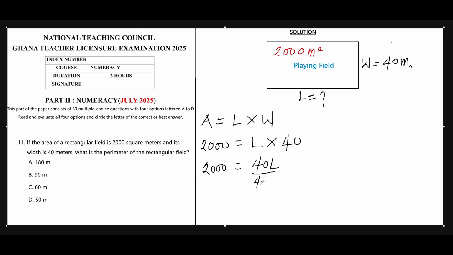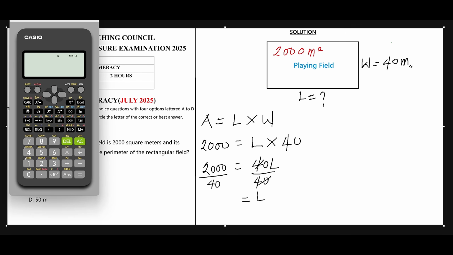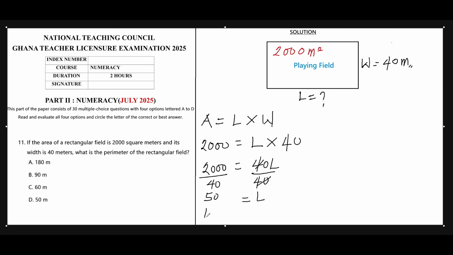Once we are looking for L, we divide both sides by 40. So 40 will cancel out. We have L on the right. So 2000 divided by 40, we have 50. So the actual measure of the length is 50 meters. Once we know the length of the playing field, we should be able to calculate for its perimeter.